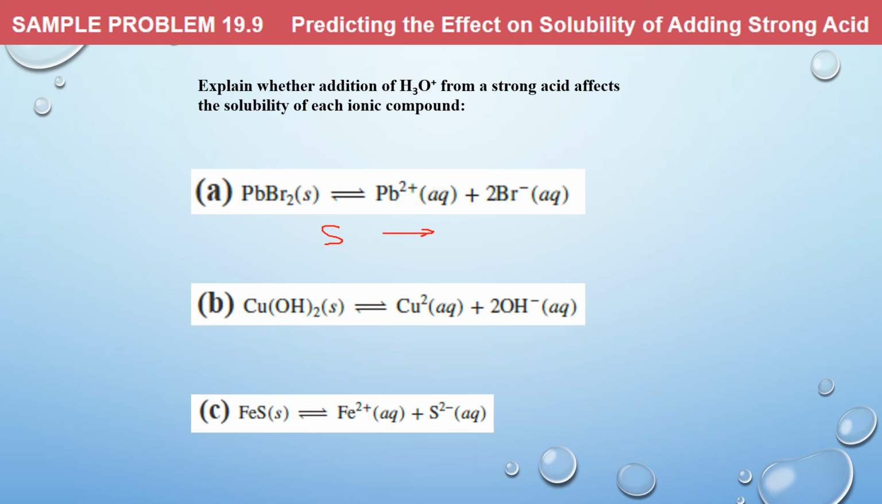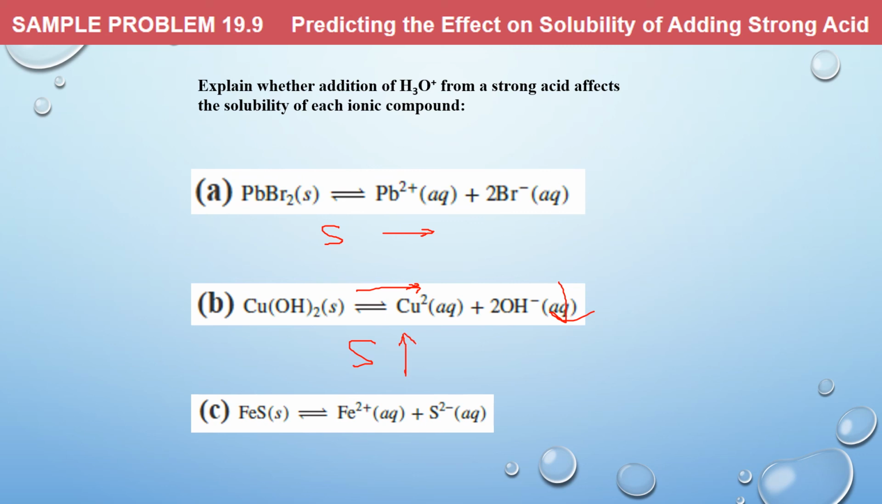For the second example, because it contains hydroxide, by adding the acid, we'll be decreasing the hydroxide concentration. That will shift the equilibrium to the right, so the solubility will increase.